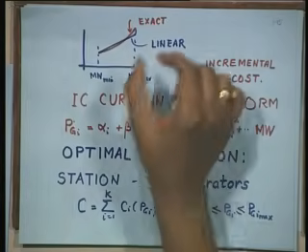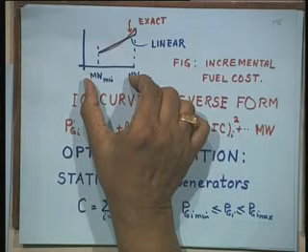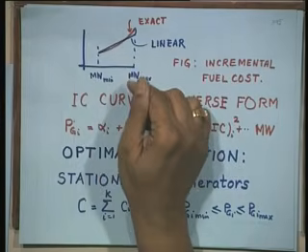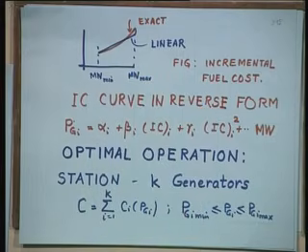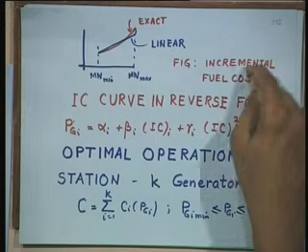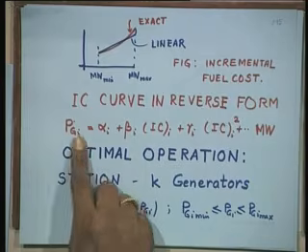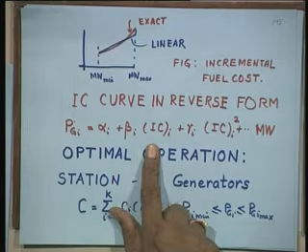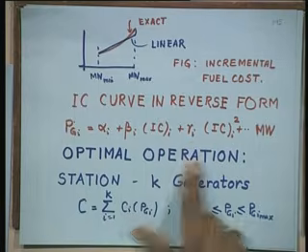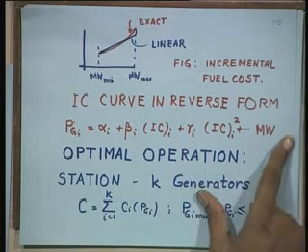Again, we are interested in drawing this linear curve between these 2 points, megawatt minimum and megawatt maximum. I already explained in detail what is minimum limit and what is maximum limit. So, this is a figure drawn for incremental fuel cost. Some people call it IC curve, incremental cost curve. If you want to draw this curve in a reverse form, PGI is equal to alpha I plus beta I IC dash I plus gamma I IC I whole square plus so on in megawatt.